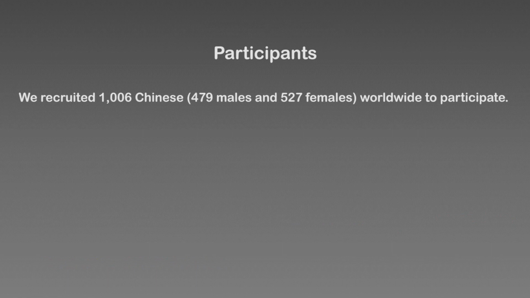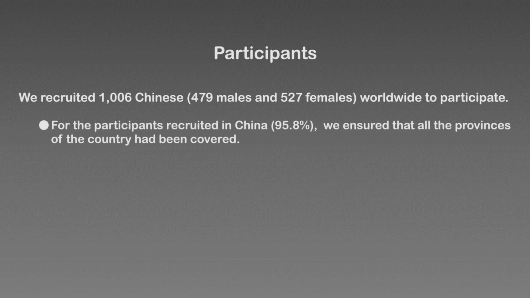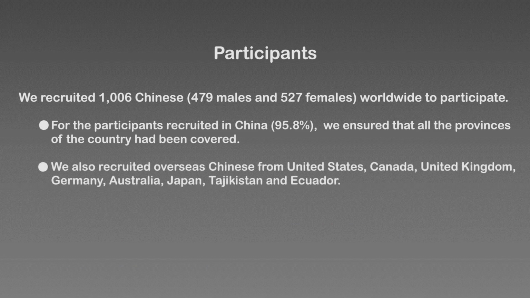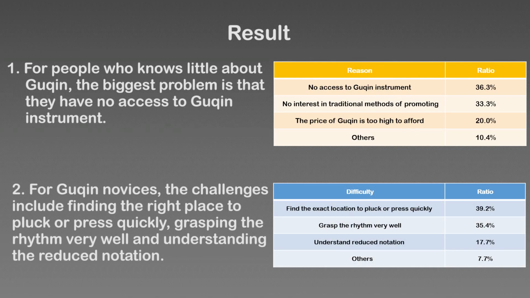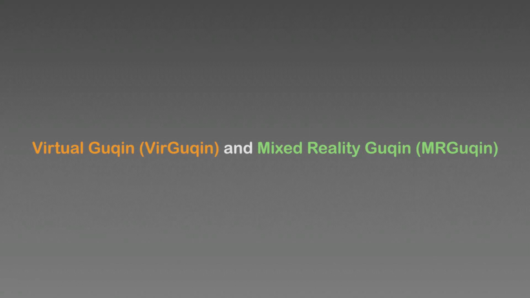We conducted a survey to understand the challenges in promoting Guqin and its culture. 1,006 Chinese participants took part. We ensured that all the provinces of China were covered. In addition, we also recruited overseas Chinese. We investigated the problems that hindered the development of Guqin art. In order to overcome these challenges, we proposed 2 interactive systems.